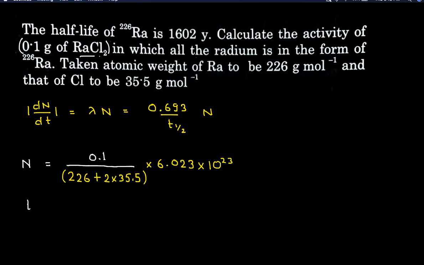And half-life, you have to write in terms of seconds. That is 1602 into pi into 10 raised to the power 7. Okay, so get the answer now. Substitute it here, there. Multiply that with 0.693 and tell me what is the answer. Such a nice calculation.